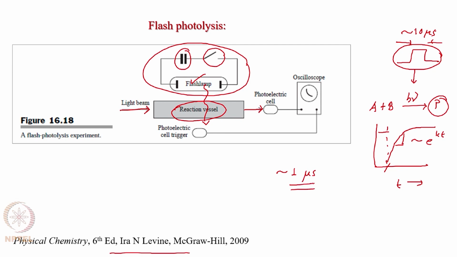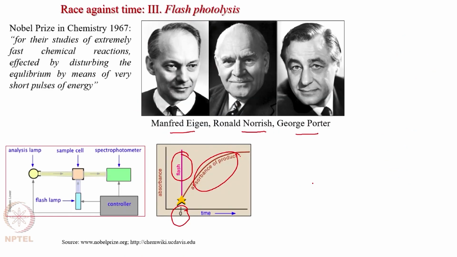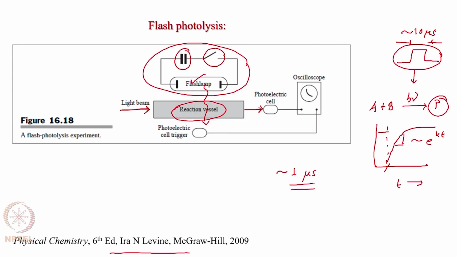Now eventually what Norrish and Porter developed, instead of using a flash lamp, they improved it to something known as laser flash photolysis. So instead of a capacitor based microsecond flash, they used a laser pulse to photolyze the sample, where you can use a laser pulse of a few tens of nanoseconds duration. With this technique they were able to detect events which are much shorter, something like 10 nanoseconds or 100 nanoseconds or so.